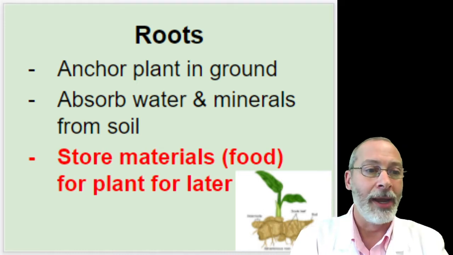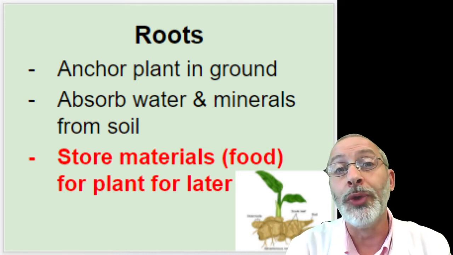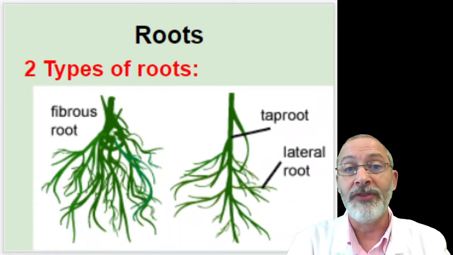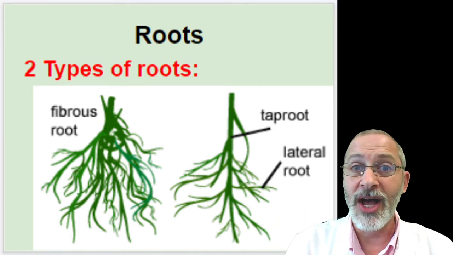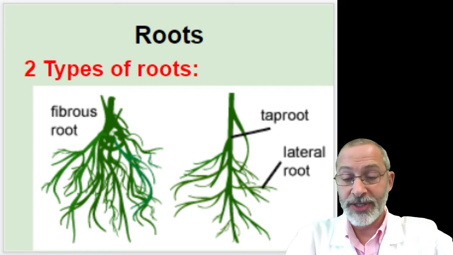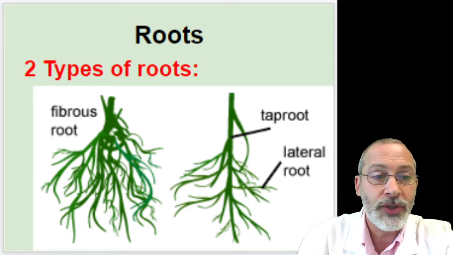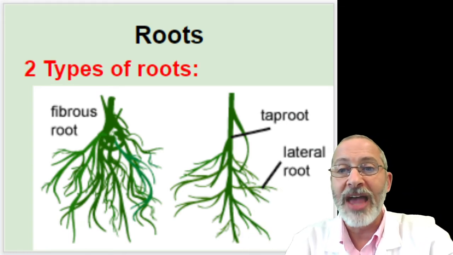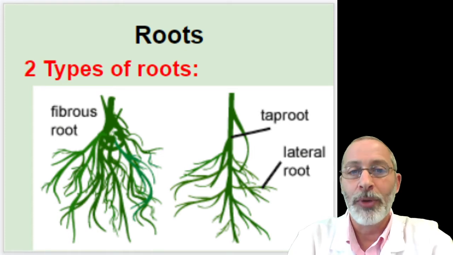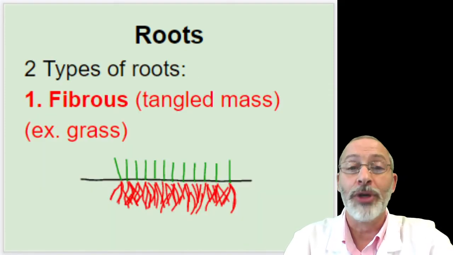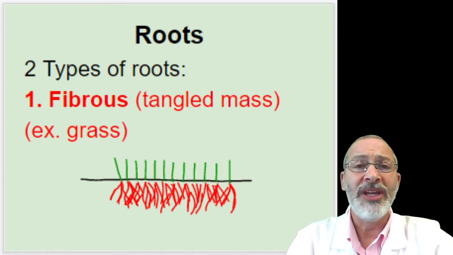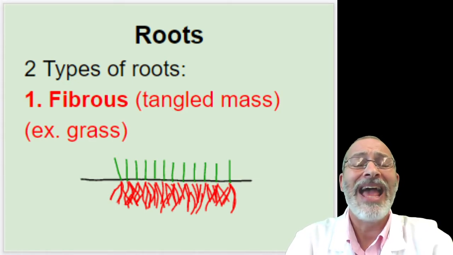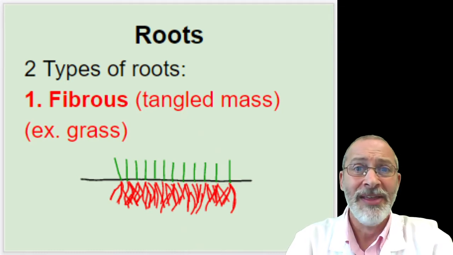All right. Now, not all roots are the same. In fact, there are two general types of roots based on their characteristic shape. So let's talk about these two types, the fibrous root and the tap root. Let's begin with the fibrous roots. Fibrous roots can be described as a tangled mass.